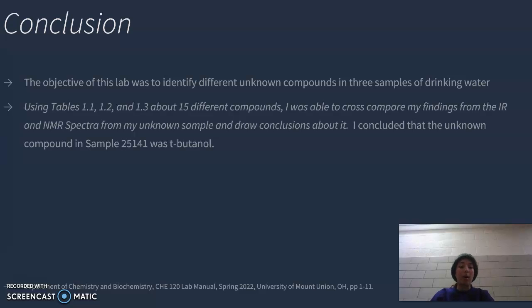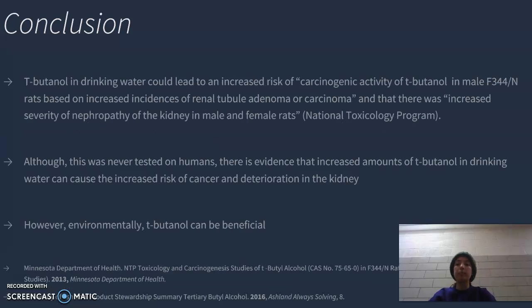So the conclusion was that the identity of the unknown in my sample was t-butanol, and the objective of this lab was to identify that. Using the different tables of the 15 different molecules and my results from the sample, I was able to cross-compare my findings of the IR spectra and the NMR spectra back to those tables to draw a conclusion about it. And that is how I got my conclusion that it was t-butanol.